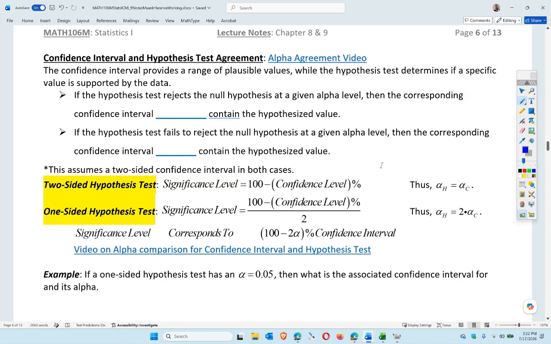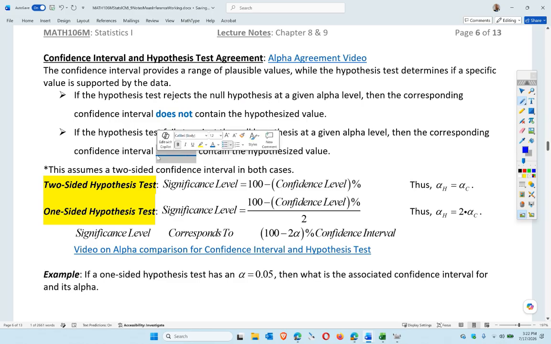So before we do some mean inference or population mean inference examples, we're going to talk about the agreement between the confidence interval and the hypothesis test. If you carry out a hypothesis test and you reject the null hypothesis, then the corresponding confidence interval does not contain the hypothesized value. If you fail to reject the null hypothesis, then the confidence interval does contain the hypothesized value, right? That's what the agreement is.